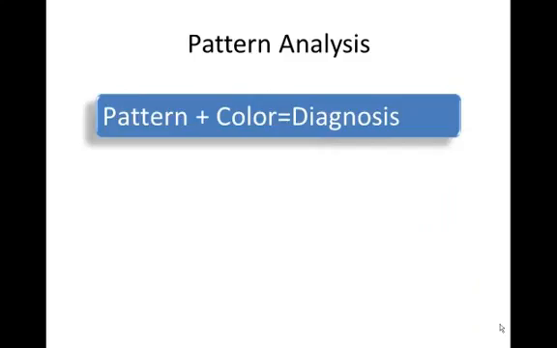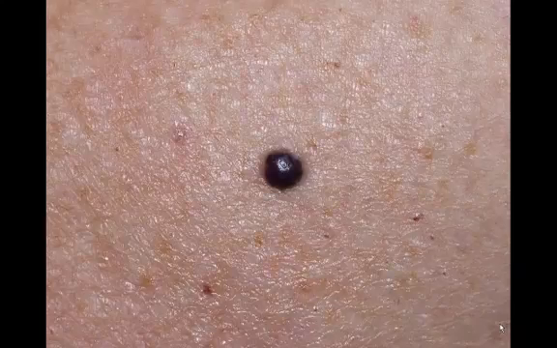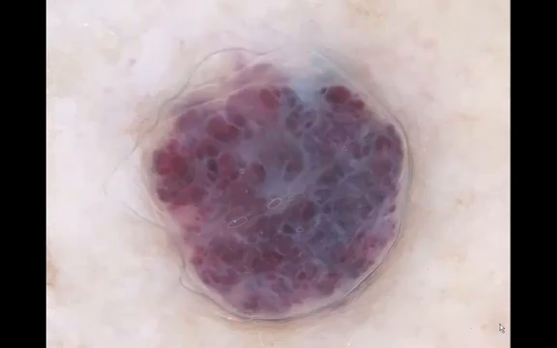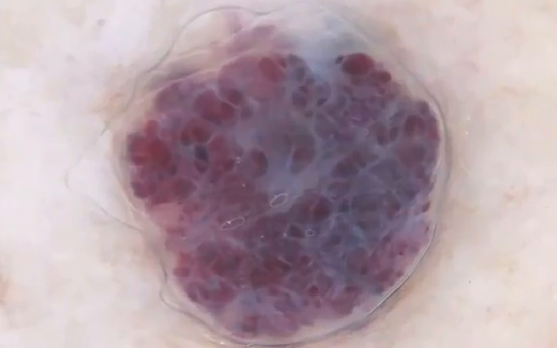And pattern analysis is a simple descriptive language that uses pattern, which is structure, and color, and usually this is enough to make a diagnosis. For example, a lesion viewed clinically, then with dermatoscopy, which pattern? Well, the structure is clots, so we have a pattern of clots. Which color? Red and purple, so you know the diagnosis. It's an angioma.